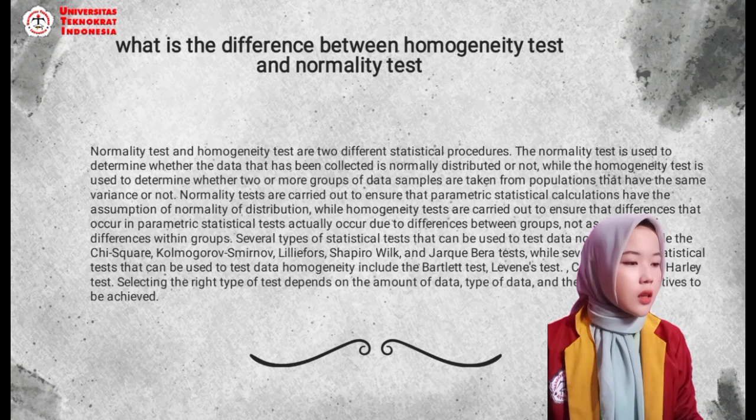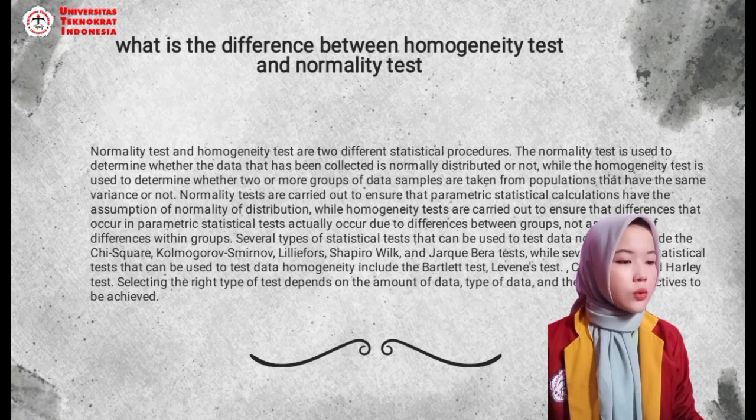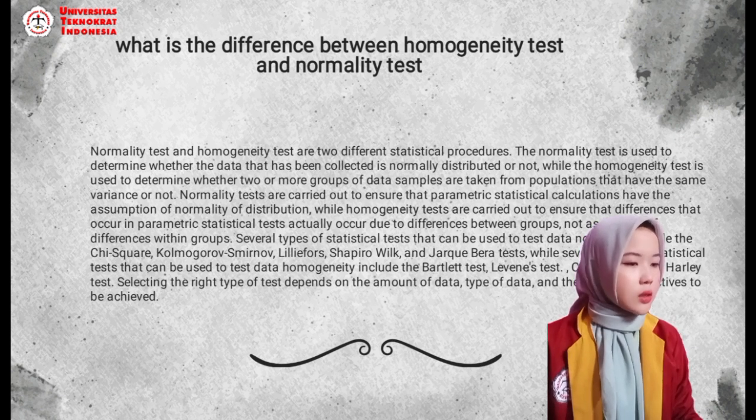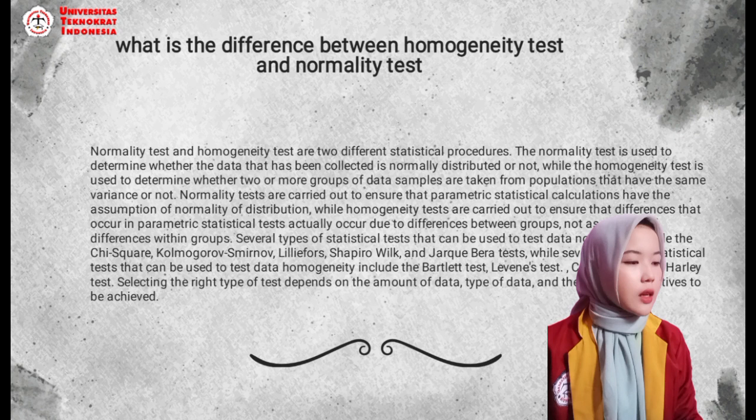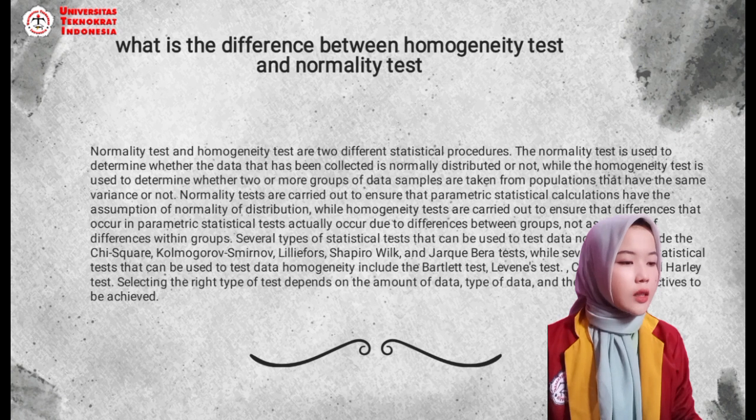Several types of statistical tests that can be used to test data normality include the Chi-square, Kolmogorov-Smirnov, Lilliefors, Shapiro-Wilk, and Jarque-Bera tests. Several types of statistical tests that can be used to test data homogeneity include the Bartlett test, Levene test, Cochran test, and Hartley test. Selecting the right type depends on the amount of data, type of data, and the analysis objective to be achieved.